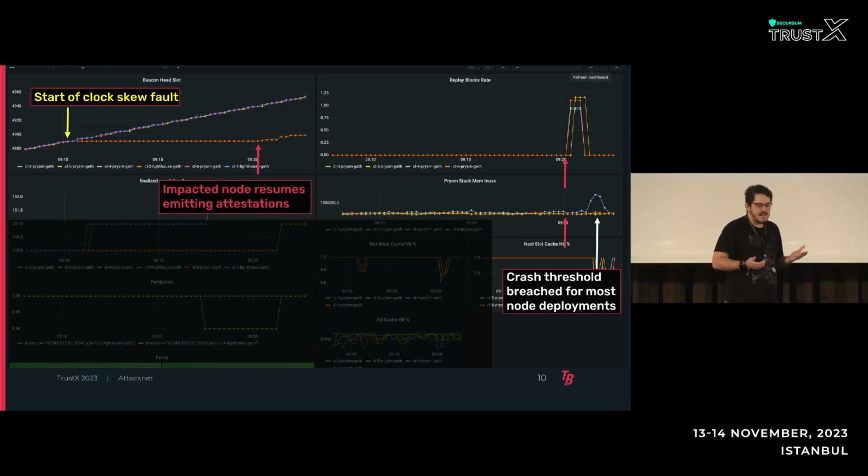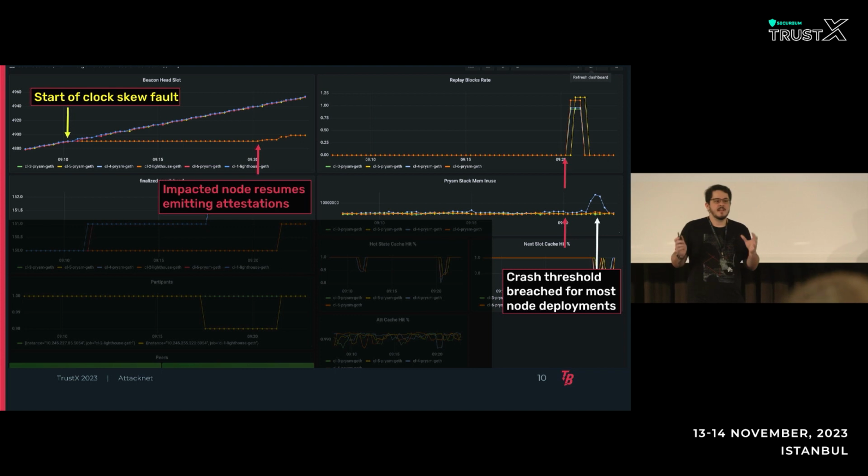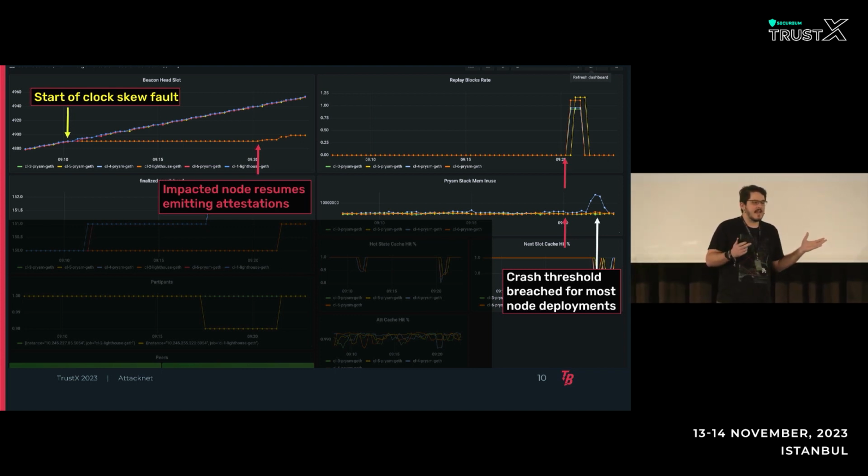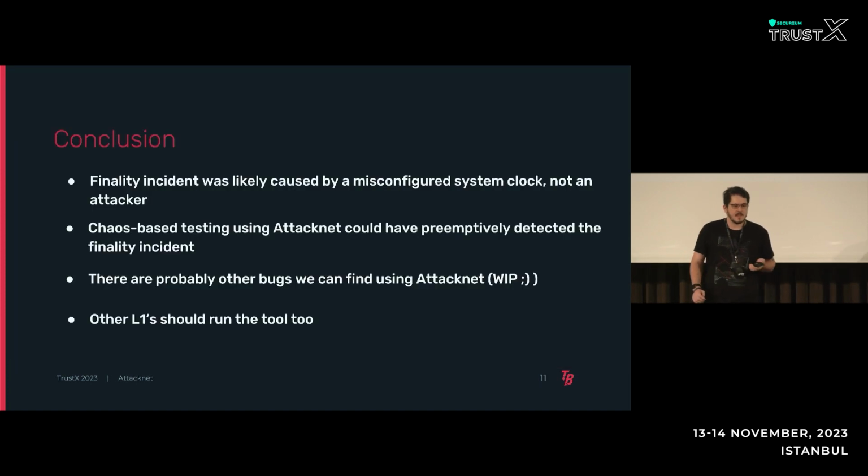So this effectively proves that this probably wasn't a malicious attack. Most likely this issue wasn't even caused by a disconnect between a consensus and execution client. It was most likely caused by a misconfigured NTP server, and that node started emitting these stale attestations, and it caused the Prysm nodes to go down. So we can tell that the finality incident was most likely caused by this misconfigured clock, not by an attacker.